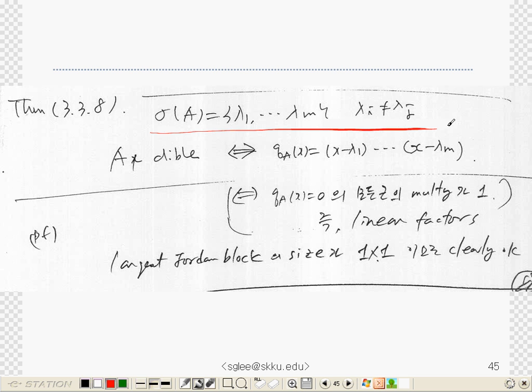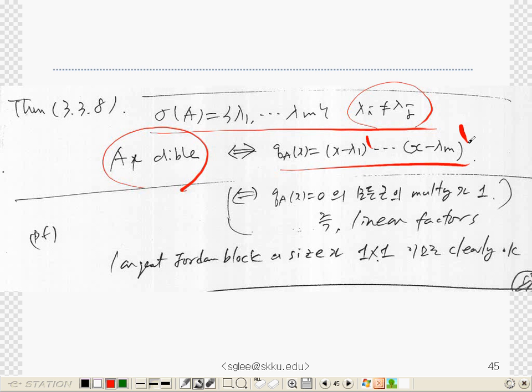Suppose the lambda i's are distinct eigenvalues of A, and A is diagonalizable, then this should be all ones. Okay, minimal values. Because the largest size of the Jordan blocks are all ones for the diagonalizable matrix. So it should be all ones. So linear factors.